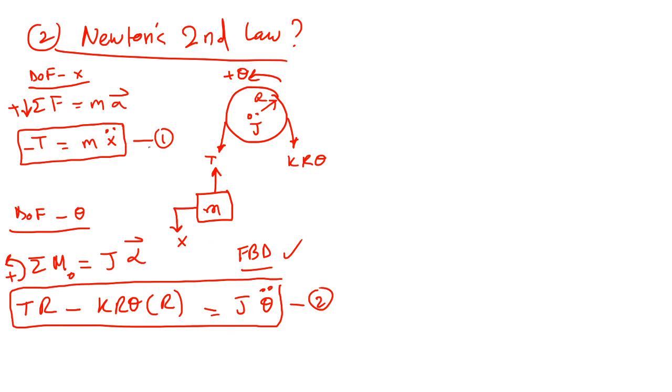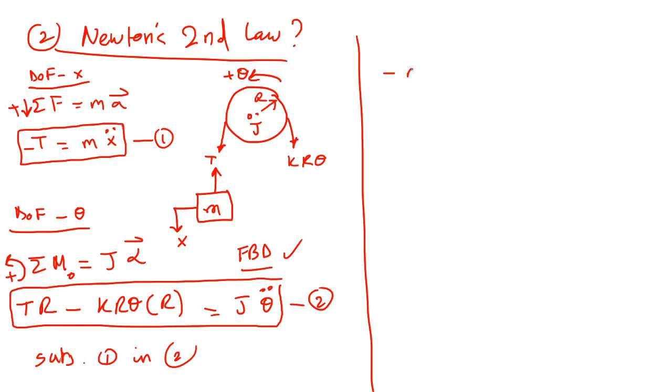So which one do you want to substitute? I'm going to substitute equations 1 and 2. If you substitute 1 and 2, this TR will be how much? Minus m x double dot times R, minus K R squared theta, equal to J theta double dot.